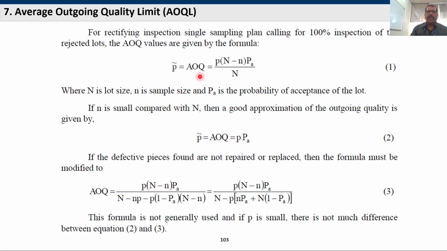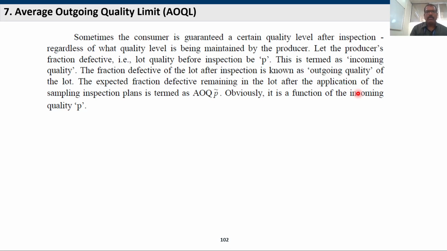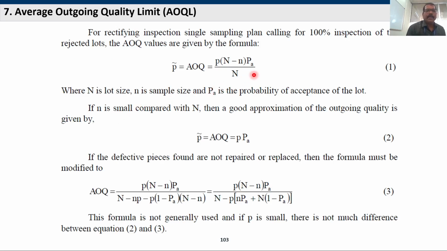AOQ equals P times (N minus n) in brackets, times PA, divided by N. Here N is the lot size, n is the sample size, PA is the probability of acceptance of the lot. Okay, so P is a function of incoming quality. So if you make the relationship with respect to lot size, sample size, probability of acceptance of the lot, and incoming quality level, then you will be able to get the average outgoing quality level.